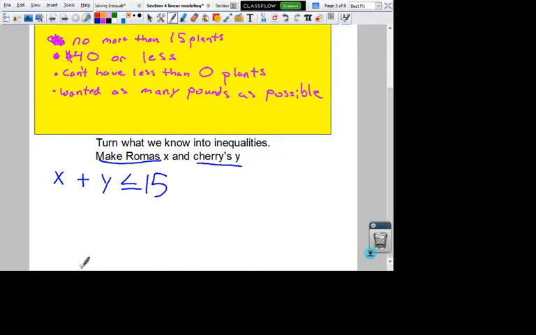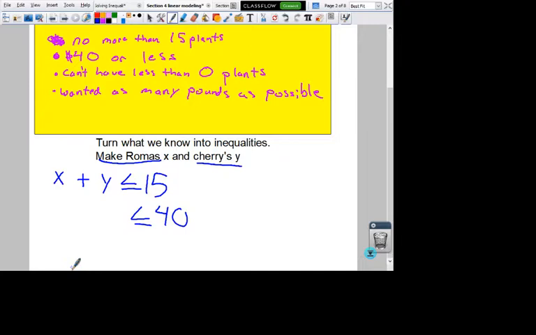Okay, so we have to spend $40 or less on these also. Whatever I buy has to be less than or equal to $40. That's my other constraint.